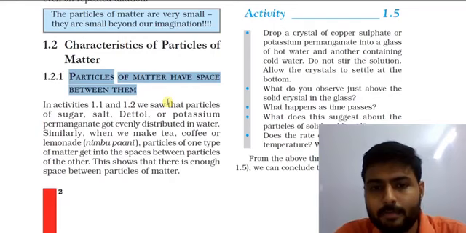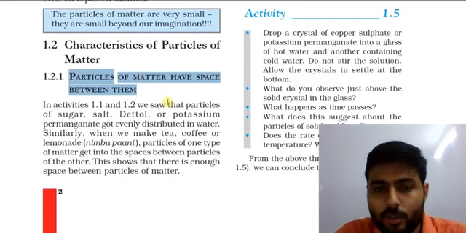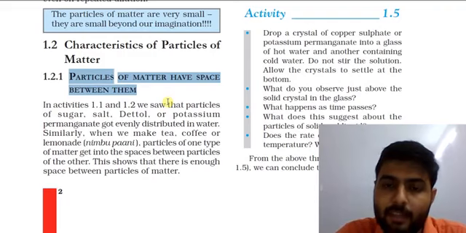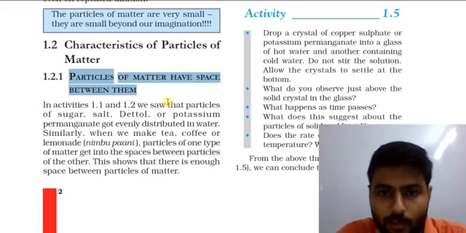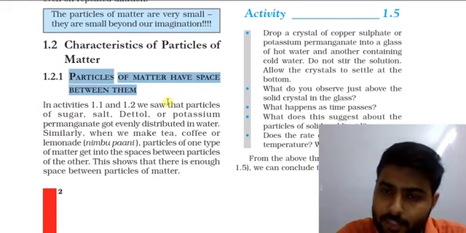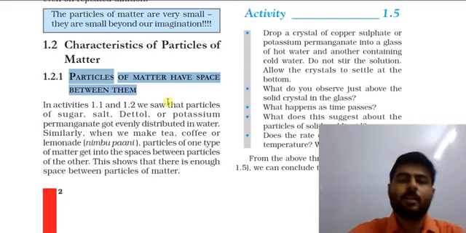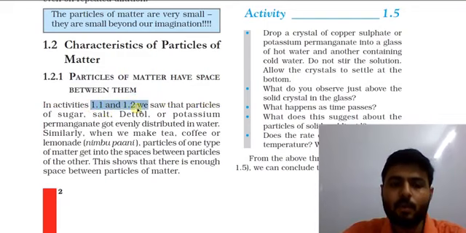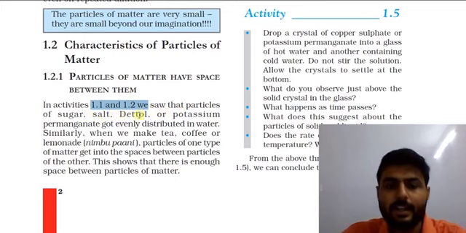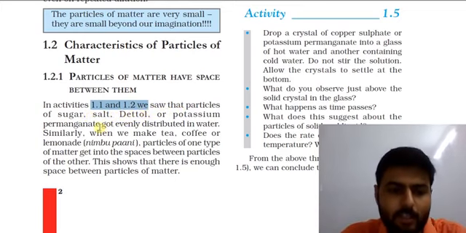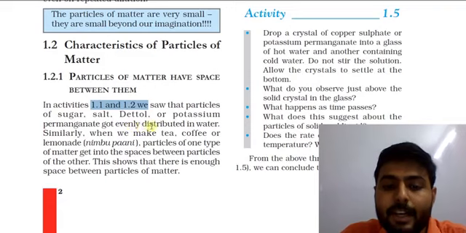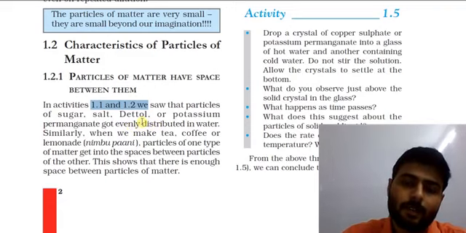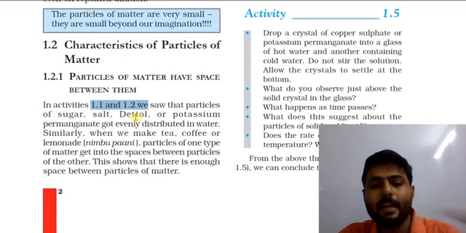If you remember, we reached this result in a previous activity when we dissolved salt into water and potassium permanganate into water. So here we have the same thing. In activities 1.1 and 1.2, we saw that particles of sugar, salt, Dettol or potassium permanganate got evenly distributed in water. They are evenly distributed in water.